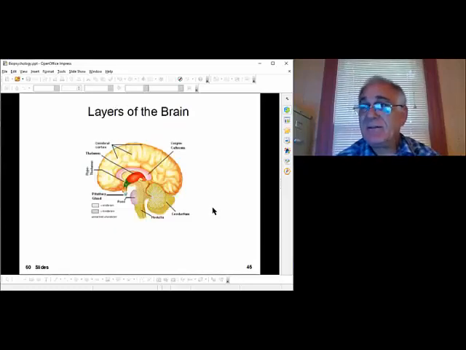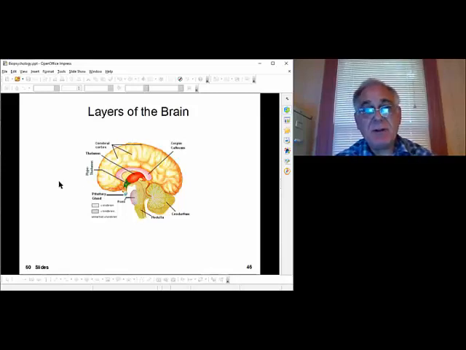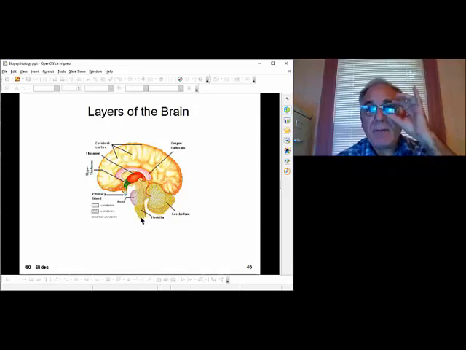So here is a picture of a brain cut in half, the frontal portion of the brain, the back portion of the brain. And this is the right side of the brain. The left side has been removed, and you're looking in at the brain with a half of it gone. These are very important parts of the brain.